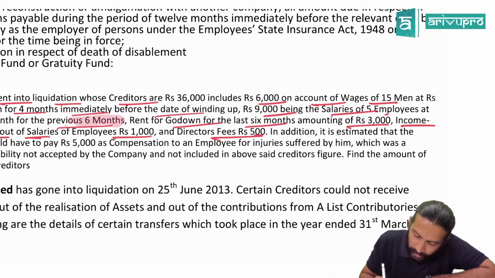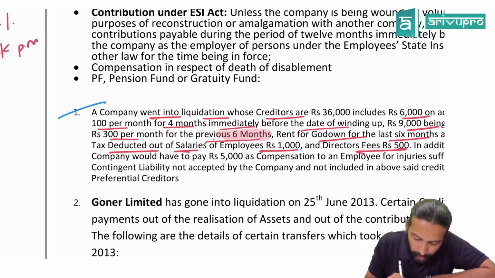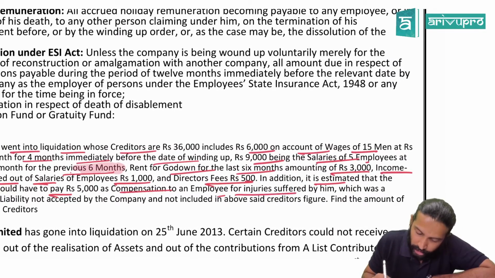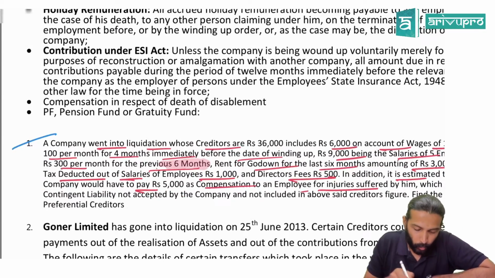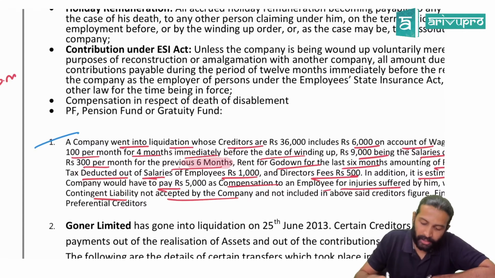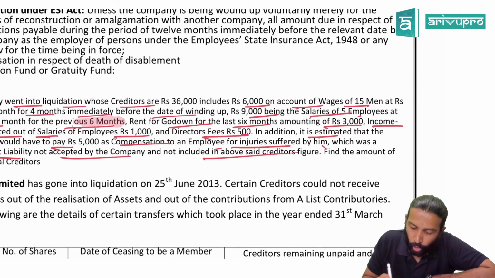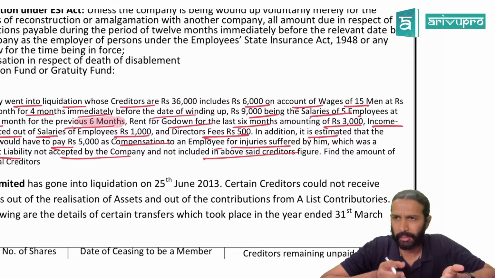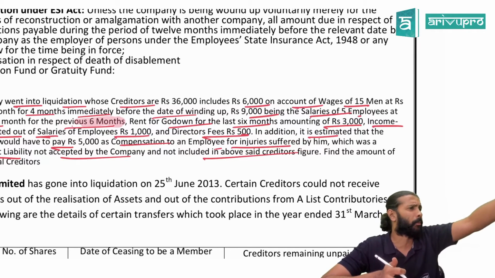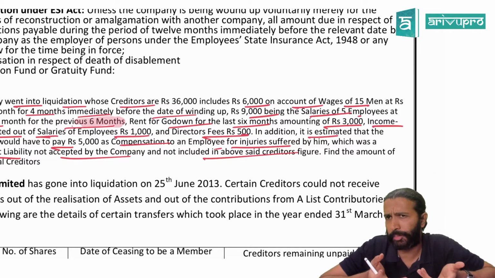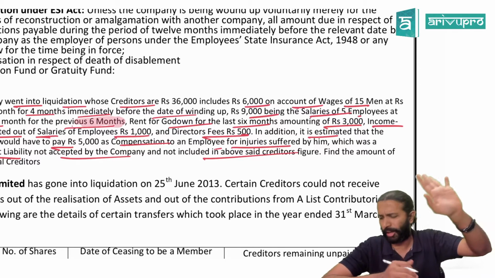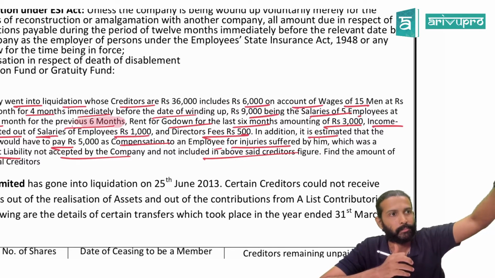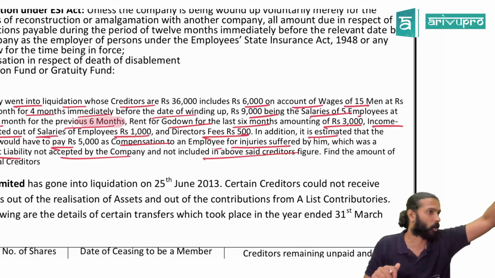No. In addition, it is estimated that the company would have to pay 5,000 as compensation to the employee for injuries suffered by him, which was a contingent liability not accepted by the company and not included in the said creditor's figure. Maybe it's a production site. Maybe we are a real estate company. In a real estate company, if you are constructing a high-rise building, there is a possibility that many employees or some employees may get injured. Correct? Some may be permanently disabled also.